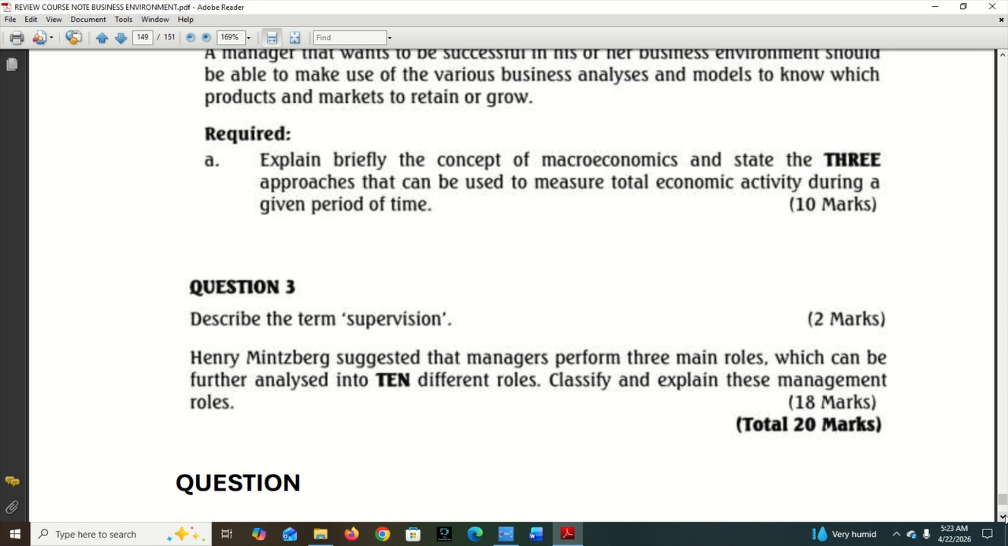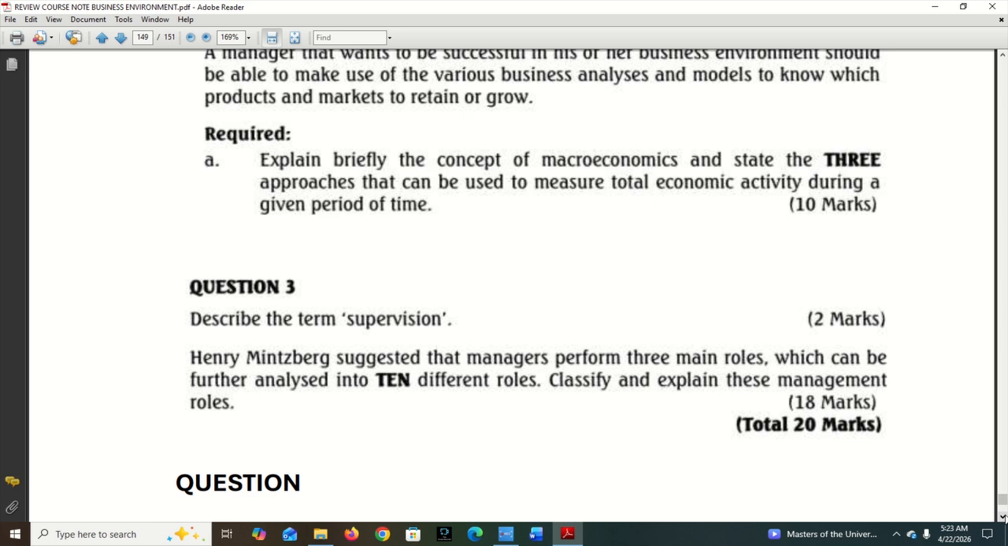Now, Henry Mintzberg suggested that managers perform 3 main roles. I've explained that thoroughly, so you can go back. I won't do that again because it's so clear and straightforward from the review course notes, and I've explained it thoroughly, so I'm not going to go back. You should have left that in your jottings by now. Okay, what are the 3 major roles performed by managers?